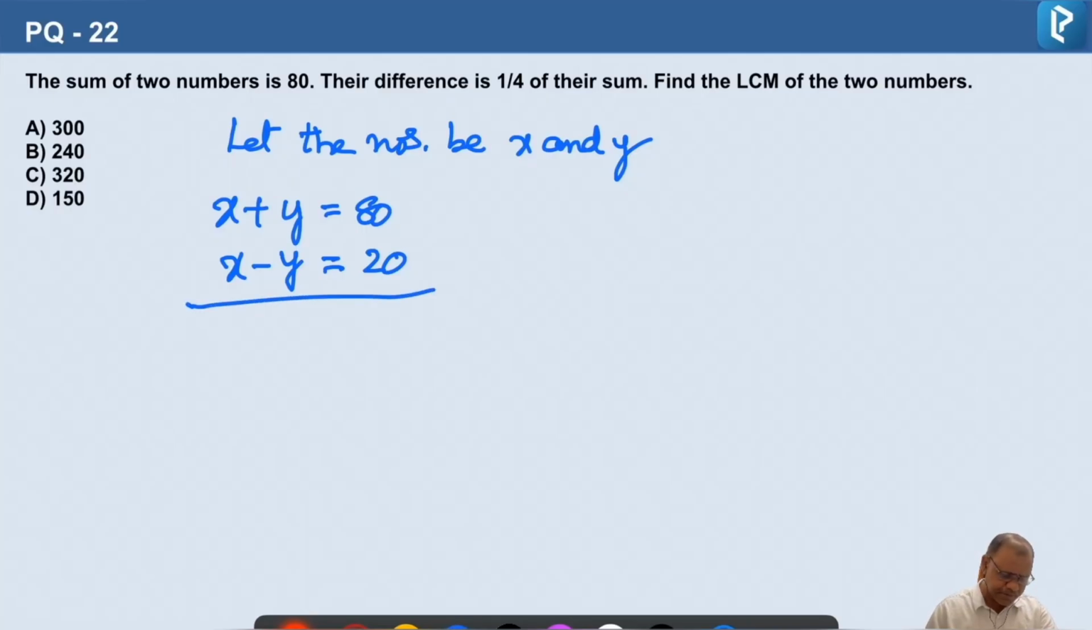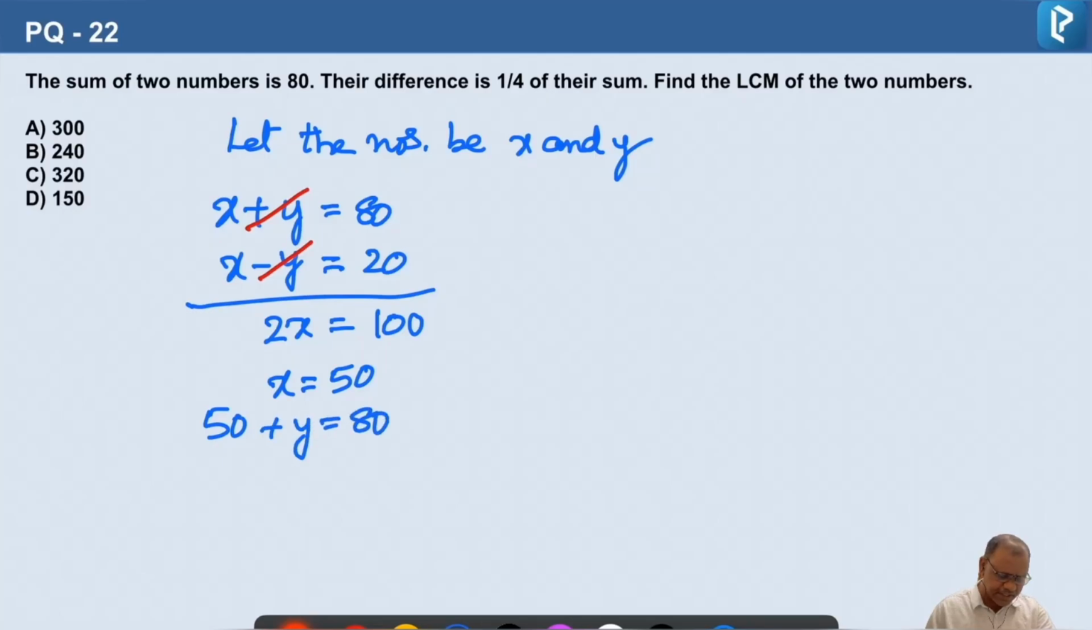So if you add the two equations, plus y minus y gets cancelled. So we are remaining with 2x. x plus x is 2x. 80 plus 20 is 100. So that gives us x is equal to 100 by 2, 50. So if you substitute x value 50 in the first equation, 50 plus y is equal to 80. y is equal to 80 minus 50, 30.